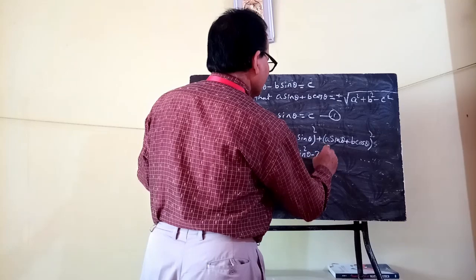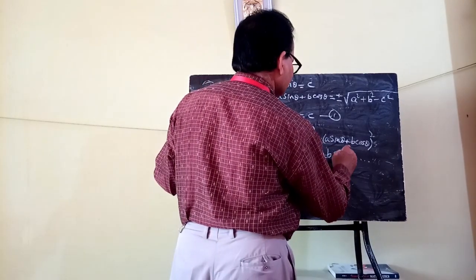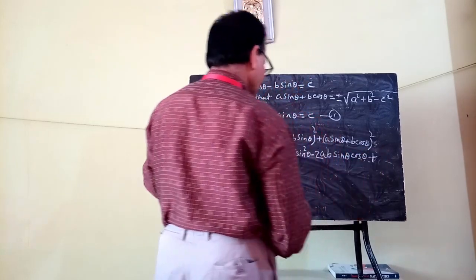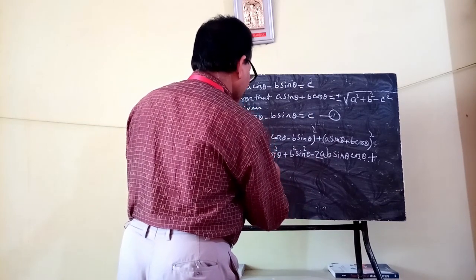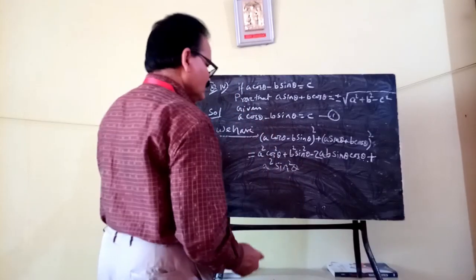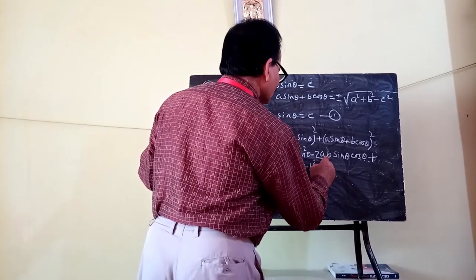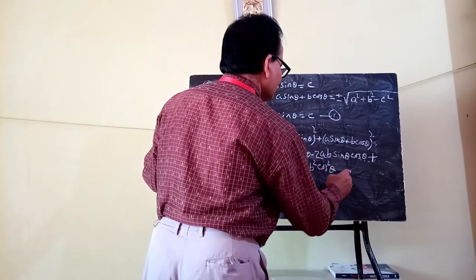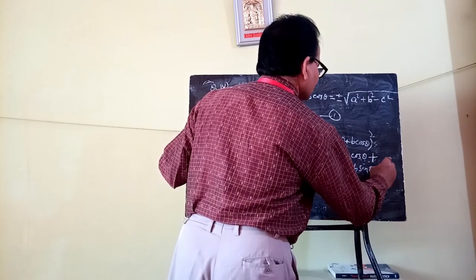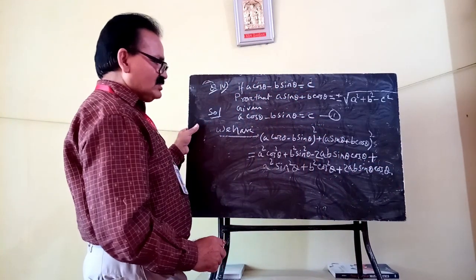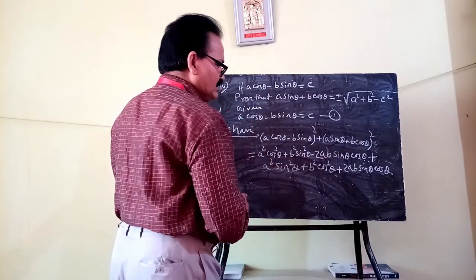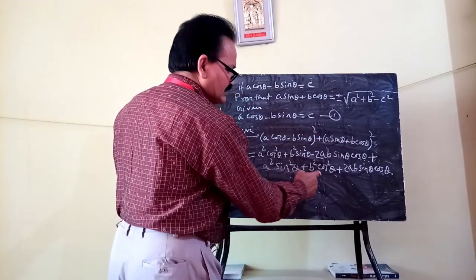minus 2ab sin theta cos theta plus a square sin square theta plus b square cos square theta plus 2ab sin theta cos theta. So these two terms you have got: a minus b whole square is a square plus b square minus 2ab, and a plus b whole square is a square plus b square plus 2ab.